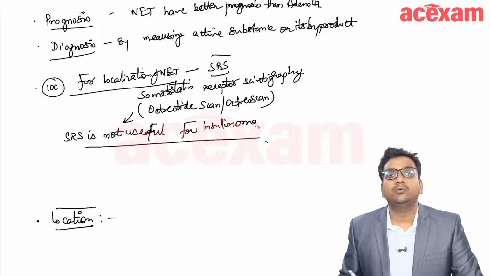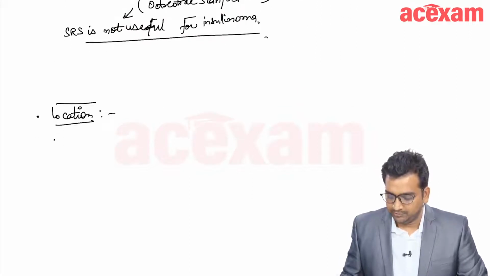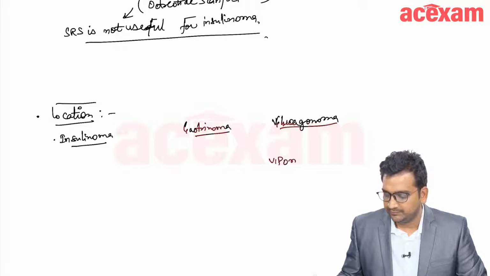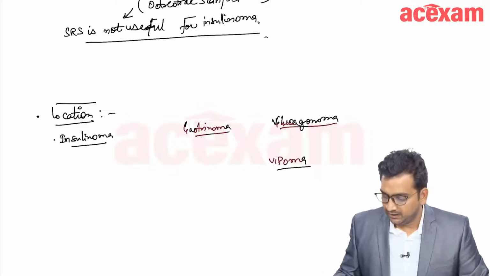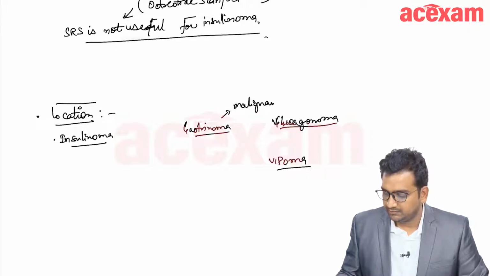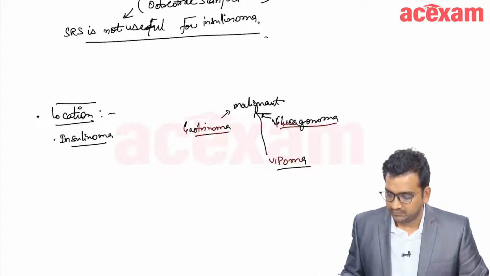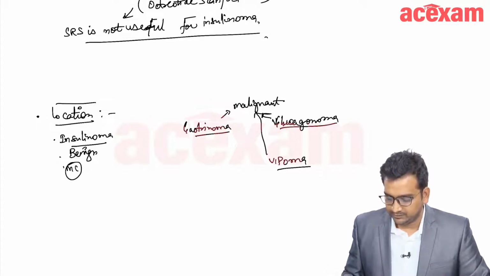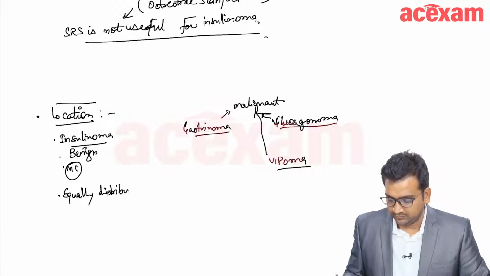Okay, now some important points regarding location of the tumor. We have 4 important tumors here. One is insulinoma, another is gastrinoma, then we have glucagonoma, and we have VIPoma. Okay, these 3 are malignant tumors. This insulinoma is a benign tumor. And insulinoma is the most common out of these all. Insulinoma, you will see, is equally distributed. That is head equal to body equal to tail.